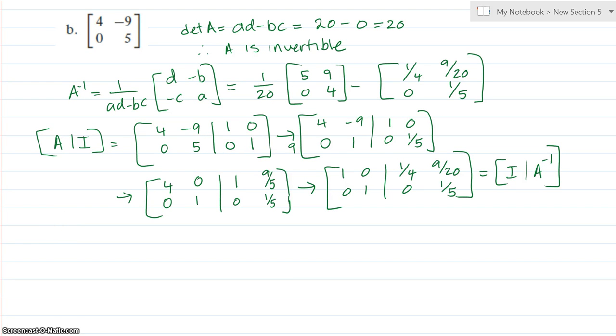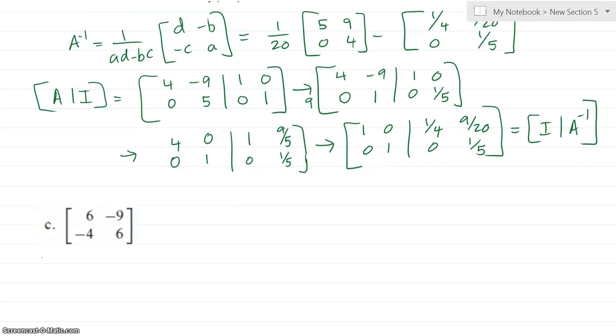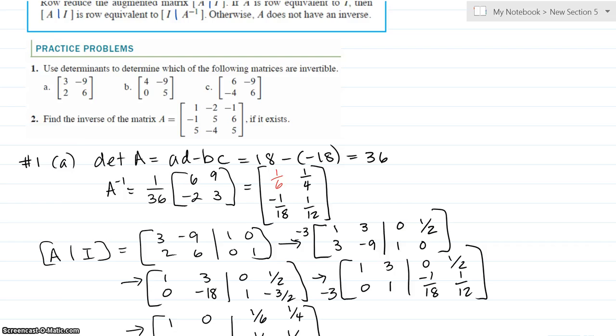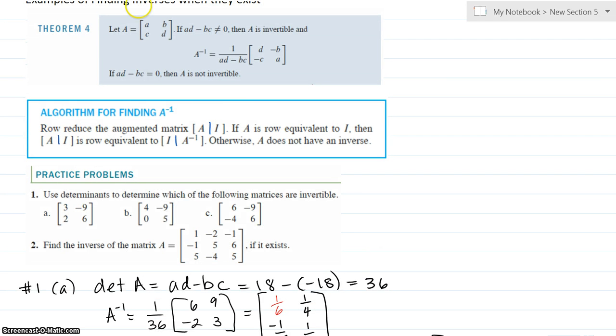So let's try part C. C is a little different because if you look at the determinant of A, it's going to be, again, AD minus BC, 36, it's going to be 0. So therefore, it's not invertible. It does not have an inverse. You probably could stop there. The formula makes sense if we look at it: 1 over 0 does not exist.